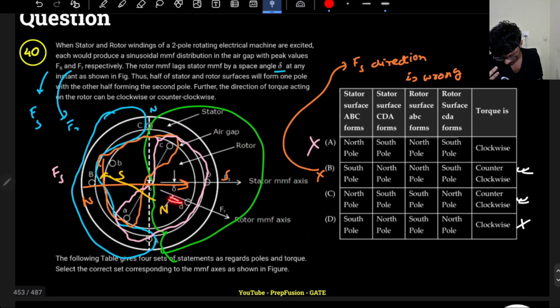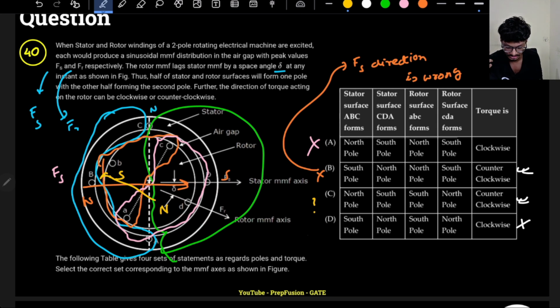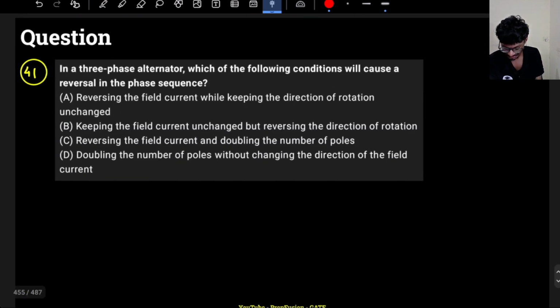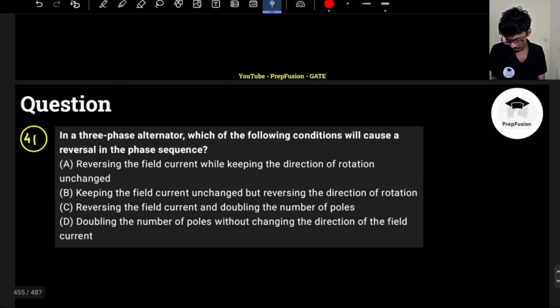Something is wrong with this direction, but according to me the answer would have been C, but I don't know. I am also confused. Seems like the question is wrong. Because this MMF direction is wrong, I will say the answer is nothing. I don't know the answer. So yes, seems like the question is wrong. Let's solve the next one.